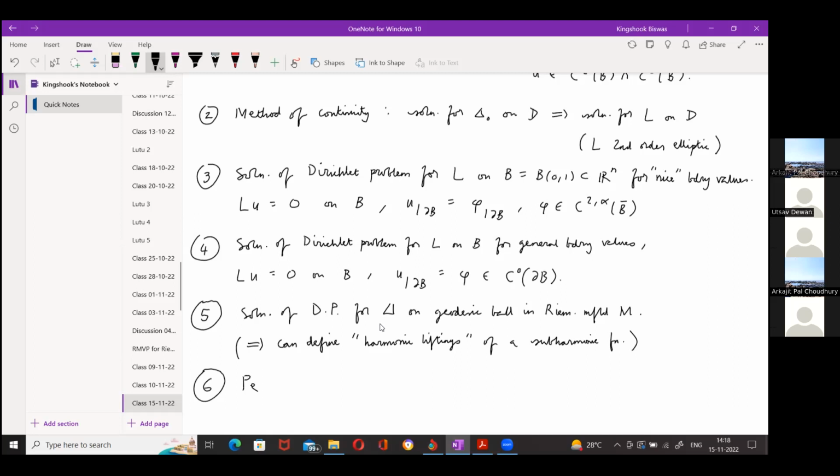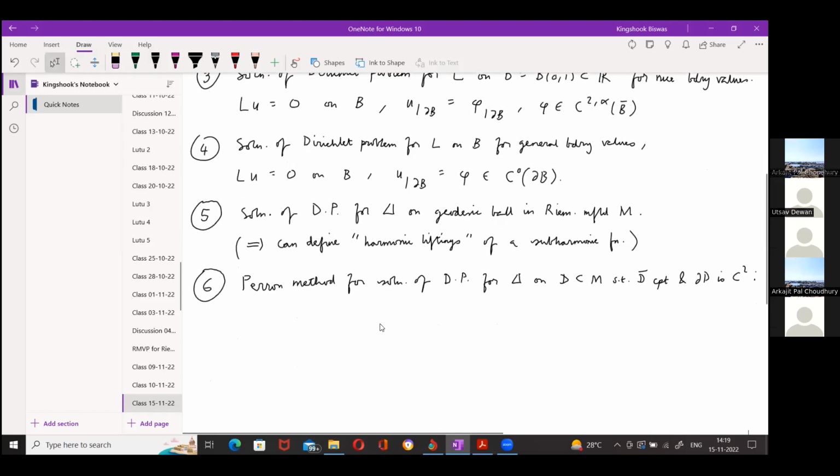So Perron method for solution of the Dirichlet problem for the Laplacian on D, a domain in M, such that D closure is compact and boundary D is C2.